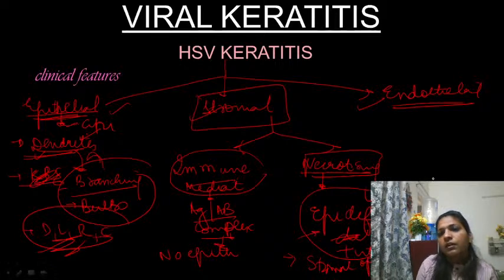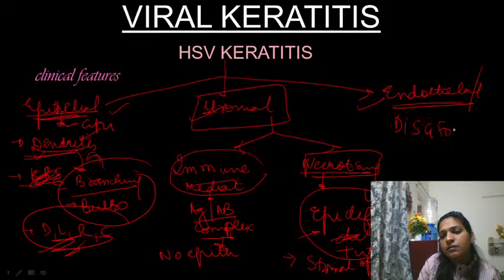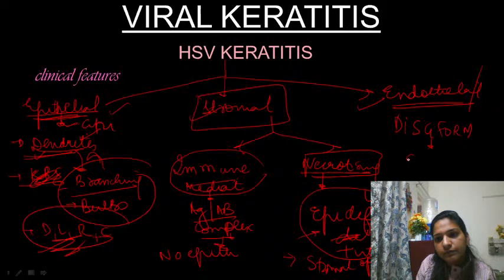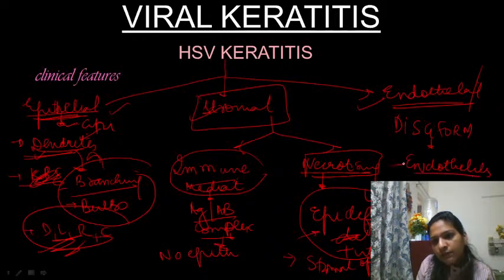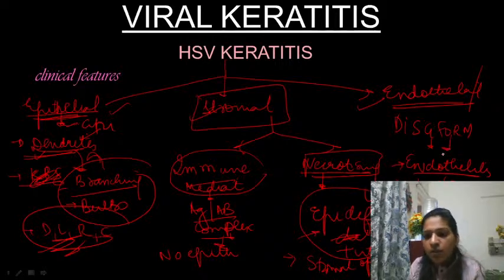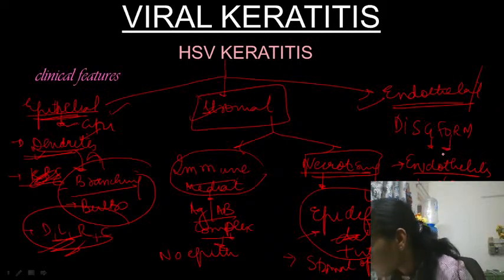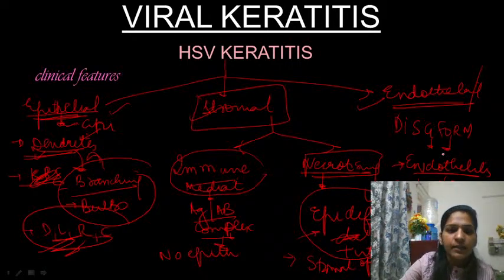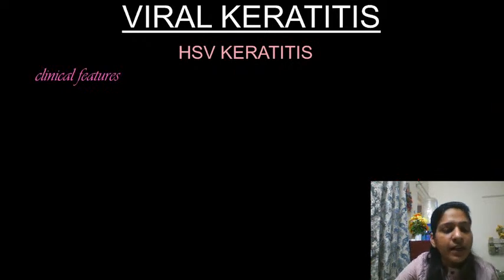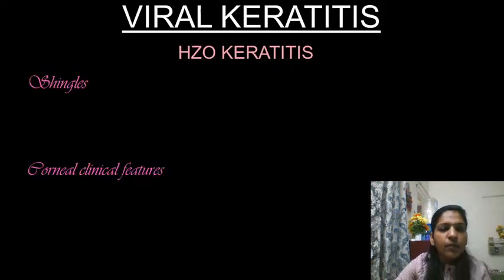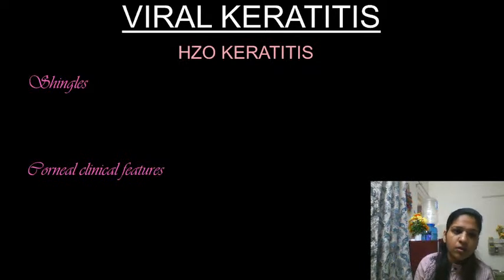Okay, endothelial type, it is also known as disciform keratitis. It will have endothelitis, and it will have endothelitis and keratic precipitates. So it is known as disciform type of endothelial keratitis. HSV clinical features we have discussed. Now coming on to the HZO, herpes zoster ophthalmicus.